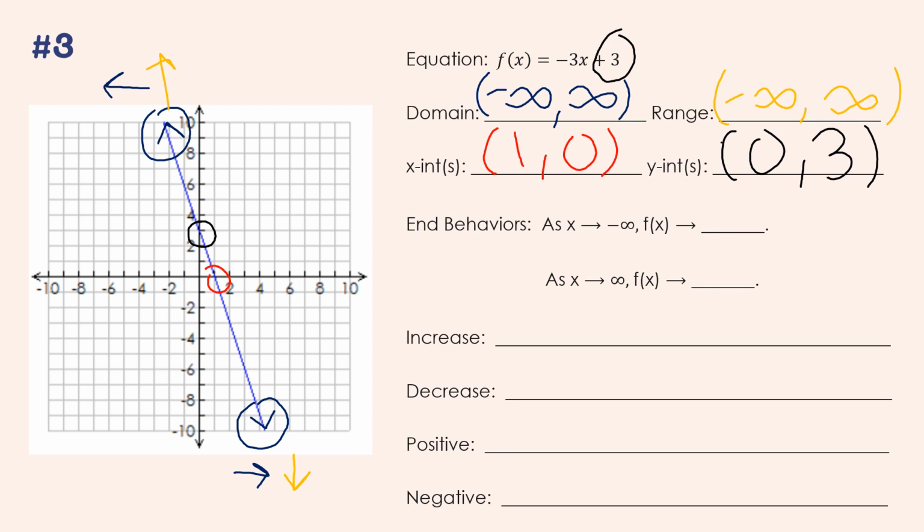Now if we look at our end behavior, we're looking back at those arrows. So we'll start with the one on the left, which I've already circled. It not only goes left, but it goes up. Because it goes left, that means x is approaching negative infinity, which I already gave you. Because it's going up, that means f of x, or y, is going to infinity.